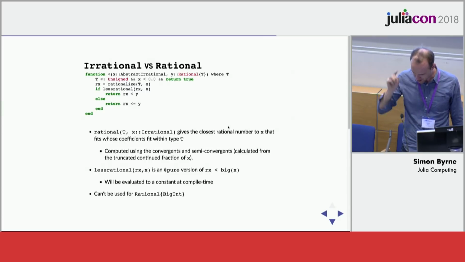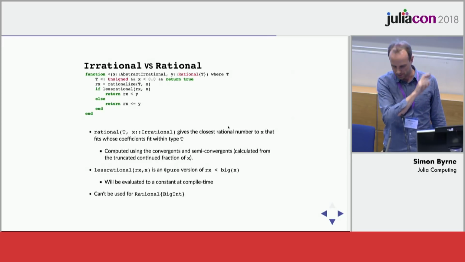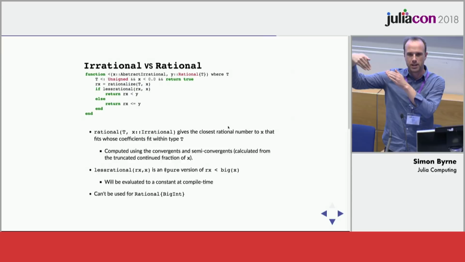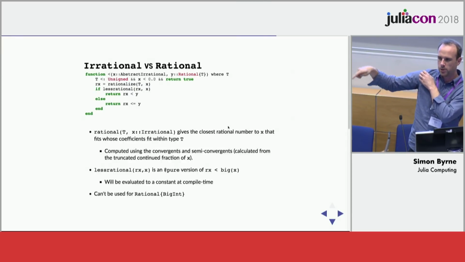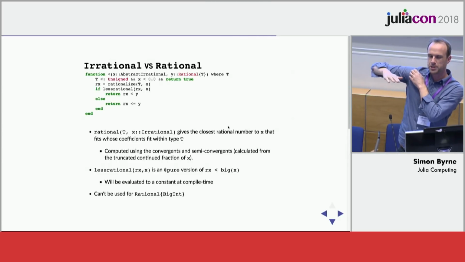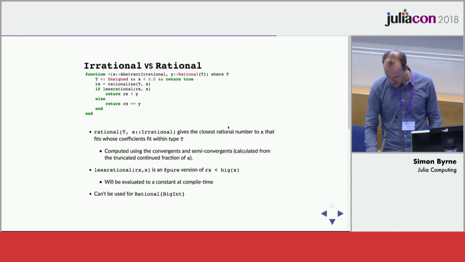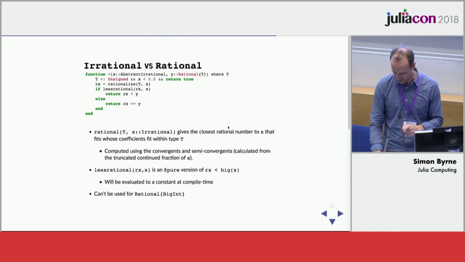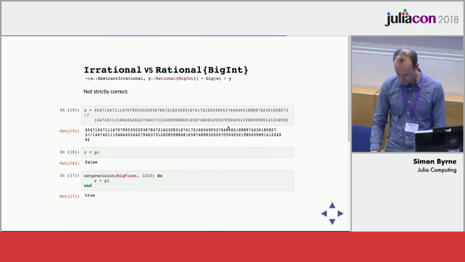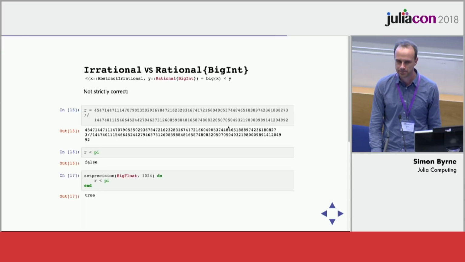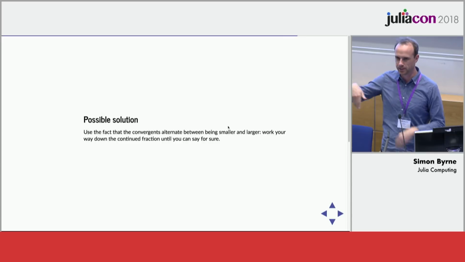Irrational versus irrational was actually kind of complicated. Basically, we try and do the closest rational approximation to the irrational number, and try and compute ahead of time whether that's above or below the rational number, and then choose the appropriate inequality. That can't be used for rational BigInt though. So for that, it's not strictly correct. So this is something that needs to be fixed, so if someone wants to take this on. I have a possible idea: you work your way down the continued fraction expansion until you can determine whether or not.